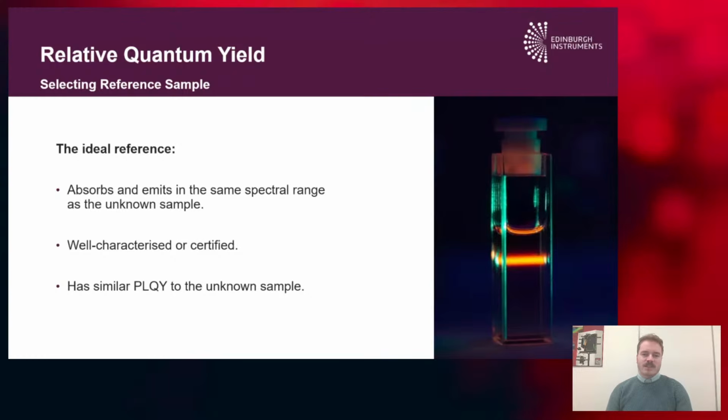So how do we select a reference sample for this method? The ideal reference sample absorbs and emits in the same spectral wavelength ranges as your unknown. It has a well-characterized or certified quantum yield, and it will have a quantum yield similar to the unknown sample. The reason that we would like a similar quantum yield is so that the same spectroscopy parameters can be used to get good quality data for both.